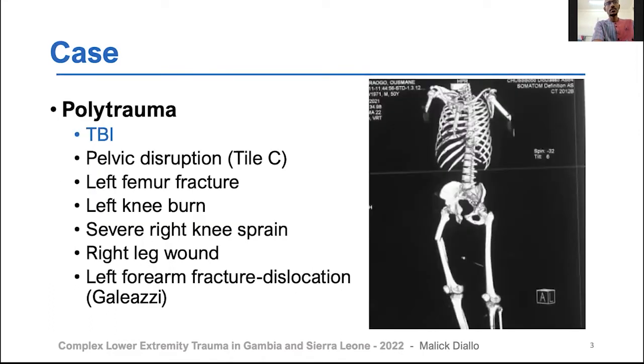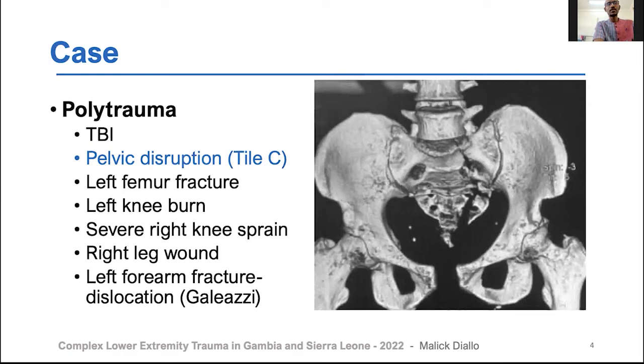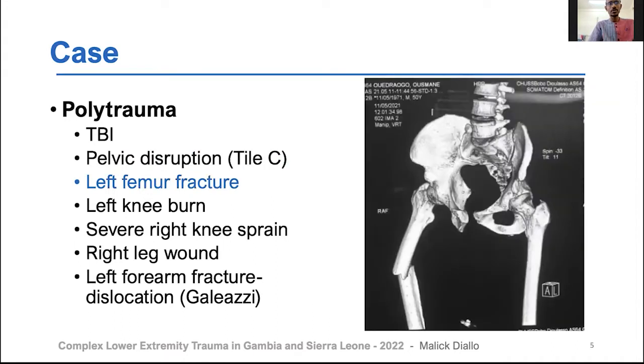A traumatic brain injury, a pelvic disruption, a left femur fracture, a left knee burn, a severe right knee sprain, a right leg wound, and a left forearm fracture dislocation. At this time, we had the CT available, and this helped us. For the pelvic disruption, we have a disruption on the pelvic side and a fracture around the sacral part. Next slide. The femur fracture was diaphyseal. It was a closed fracture.